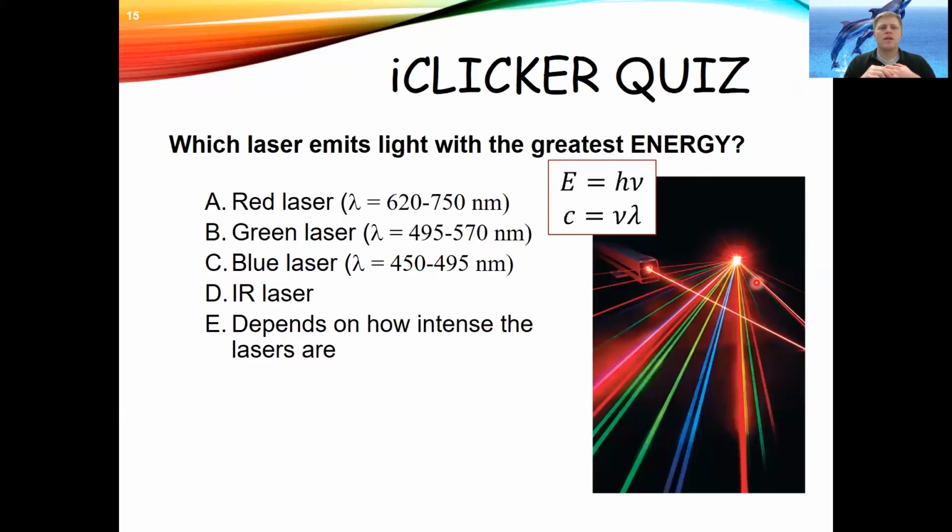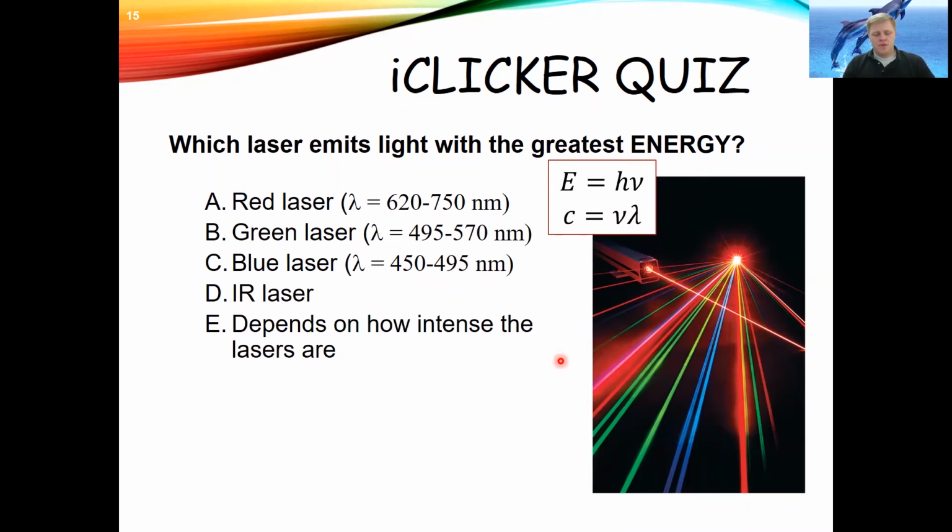I'll give you an iClicker quiz and ask you which laser emits light with the greatest energy. Is it the red laser, which has wavelengths between 620 and 750 nanometers? And actually a specific laser only has 1 wavelength of light. This is just describing red lasers in general. Is it green lasers that can range from 495 to 570 nanometers? Is it blue lasers? Is it an IR laser? Or does it depend on how intense the lasers are? And you'll need to understand these 2 equations to figure out this problem. Go ahead and pause the video there.